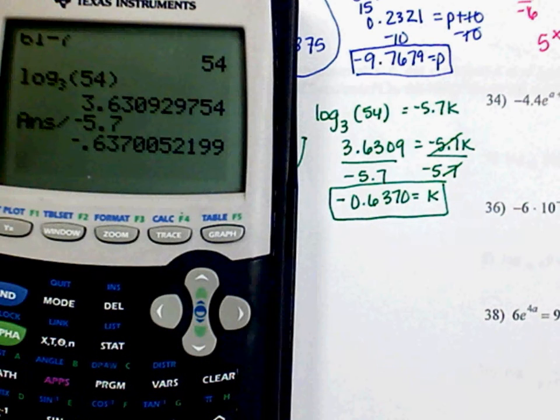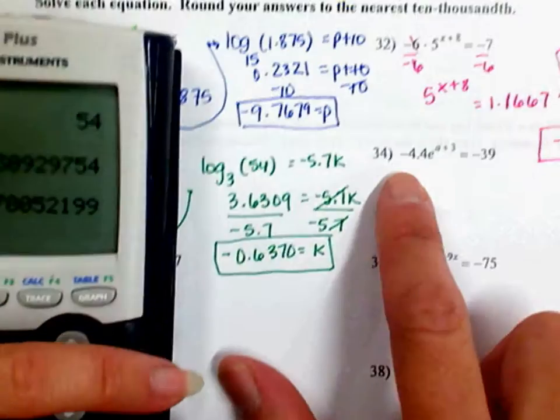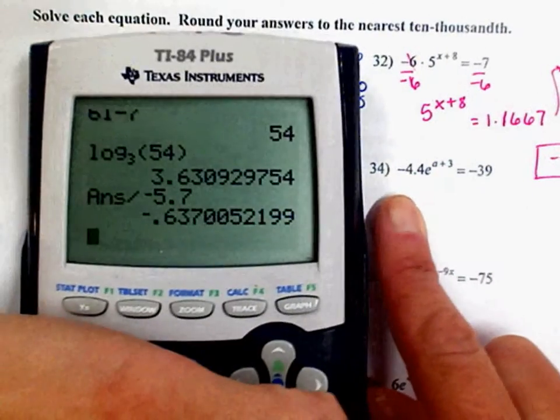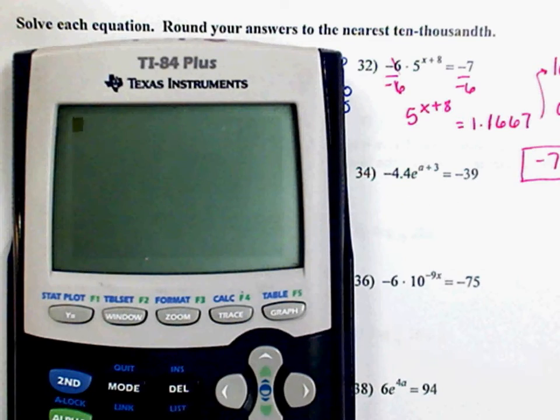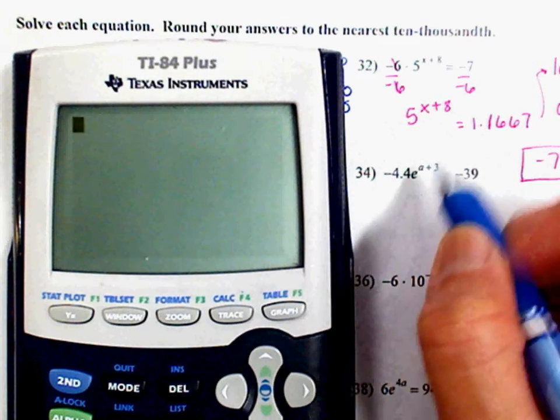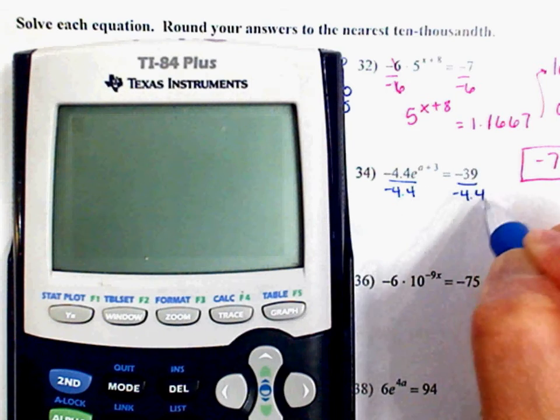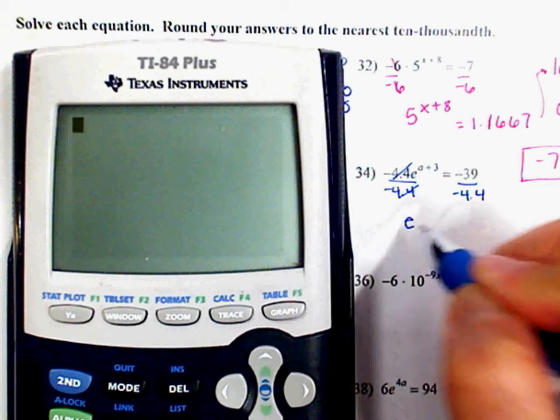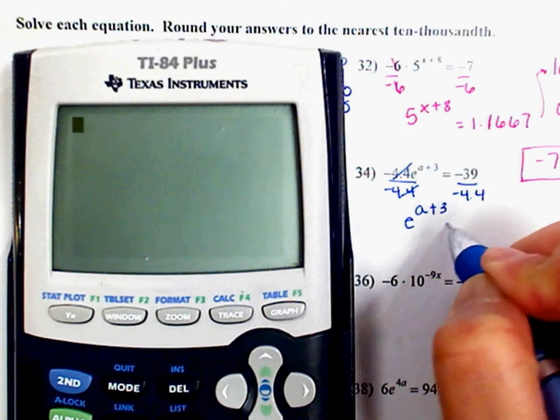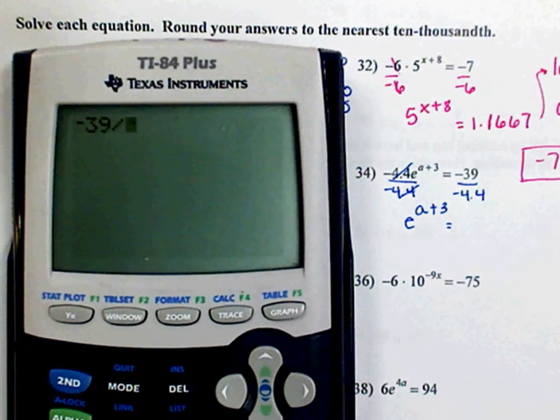Alright, and there you have number 33. Okay. All right, let's go to number 34. This time we have an e. So let me close that real quick, clear my calculator. This is negative 4.4 times e, so I'm going to divide by negative 4.4. So you have e raised to the a plus 3 equals negative 39 divided by negative 4.4.